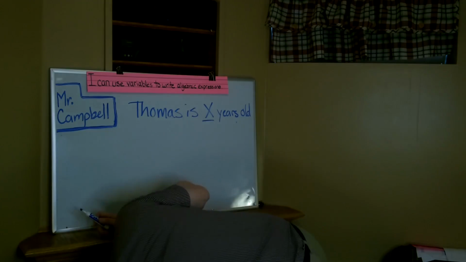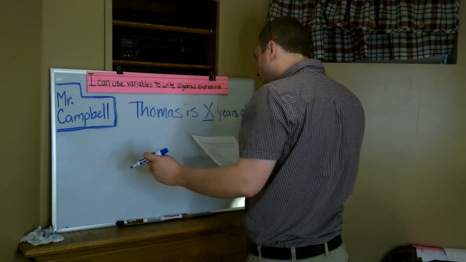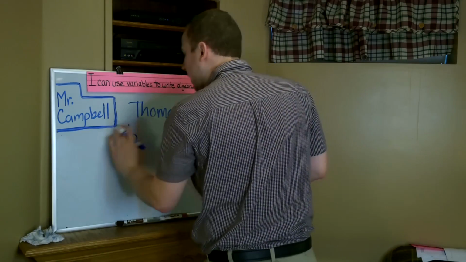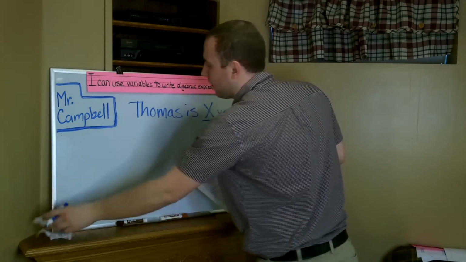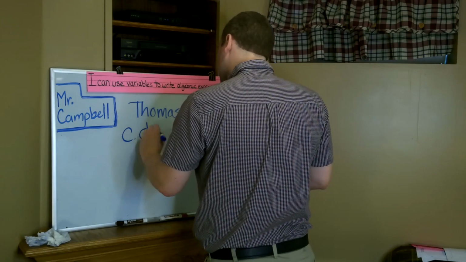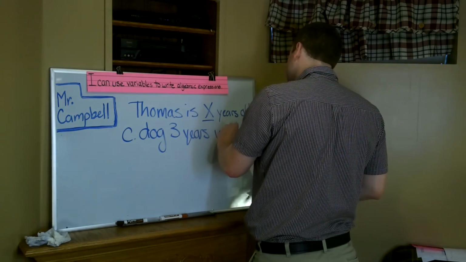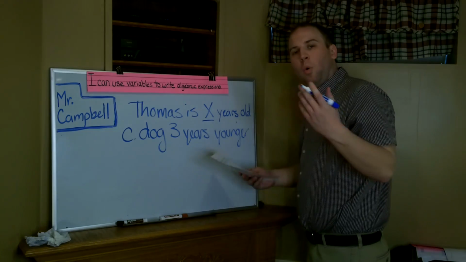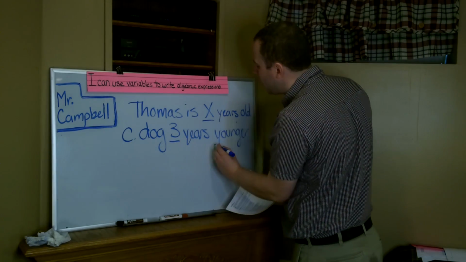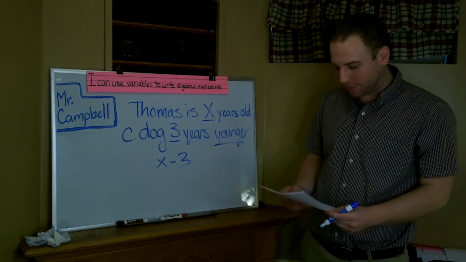Let's say his dog is 3 years younger. What would my expression be? That's correct. Because it's 3 years younger, it would be x minus 3. Correct. Good.